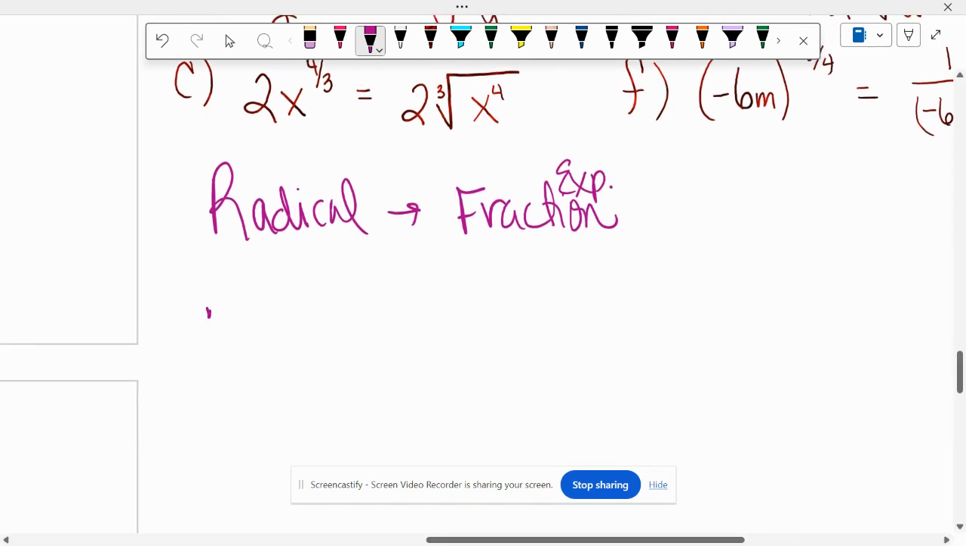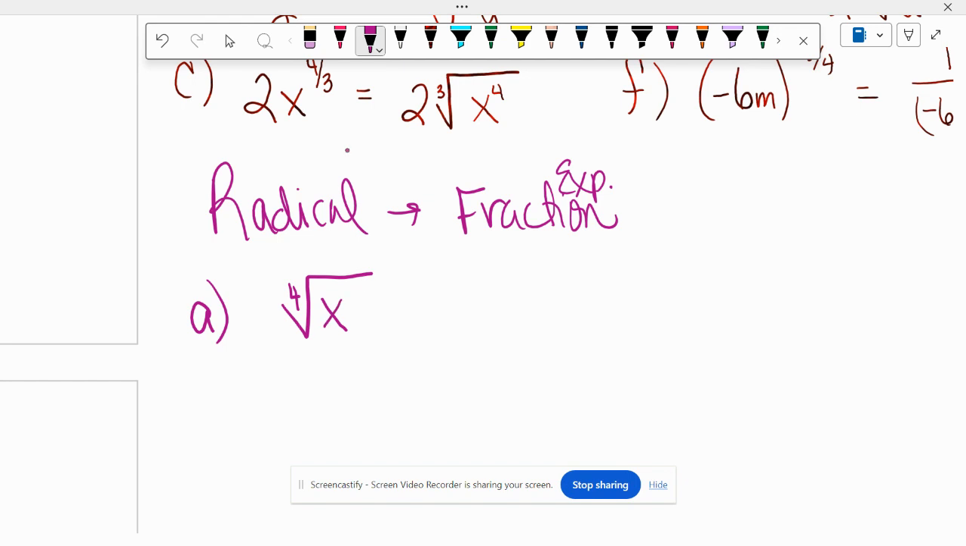So example A, you guys with me? I'm at the bottom of page 17. The 4th root of x to the 5th. Well, this is the same thing as x to the... No, you were right the first time. Yeah, x to the 5/4. The denominator is the root or the index, okay?